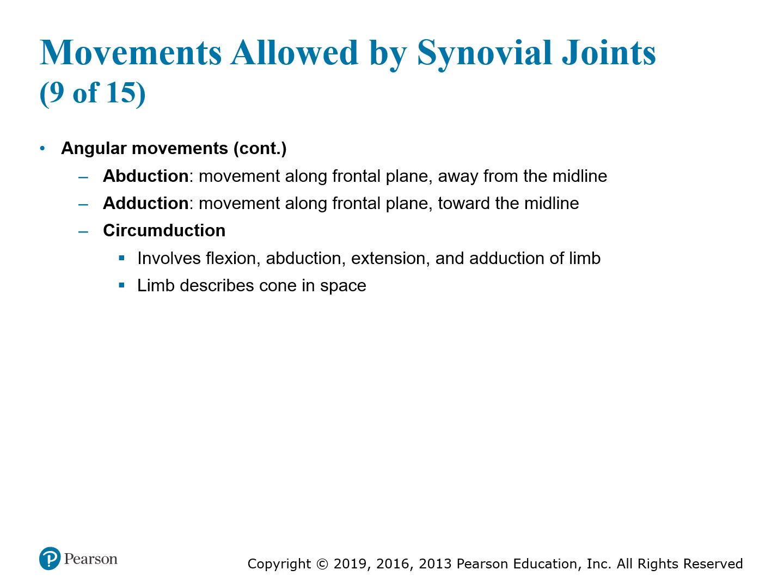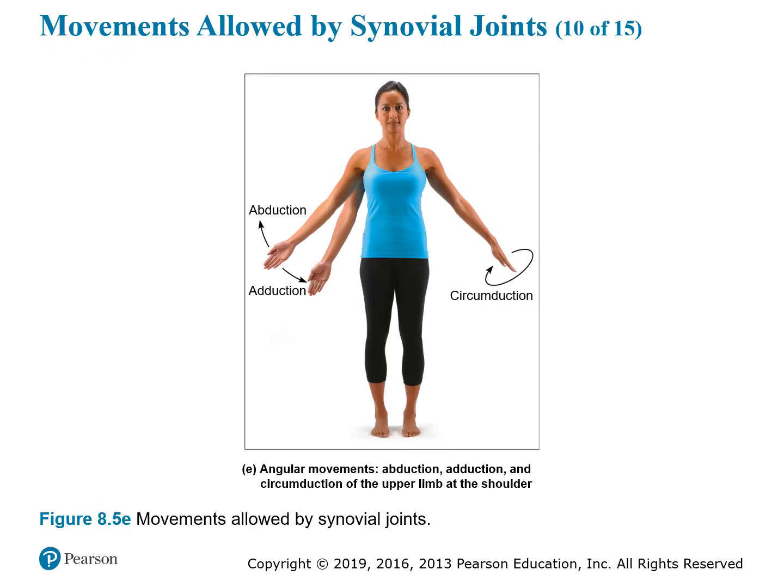Some other movements include abduction. This is movement along the frontal plane away from the midline. Adduction, which is movement along the frontal plane toward the midline. And circumduction, which involves a combination of movements: flexion, abduction, extension, and adduction of the limb. The limb describes the cone in space. So here we have abduction coming out from the body, adduction moving in, and circumduction, which is the combination of many of the movements.